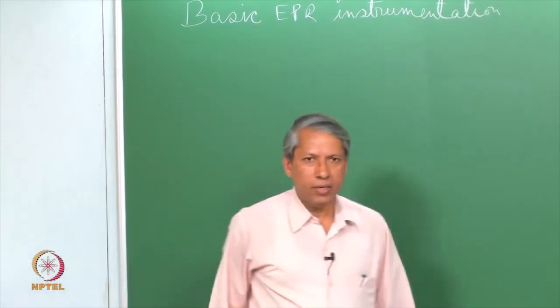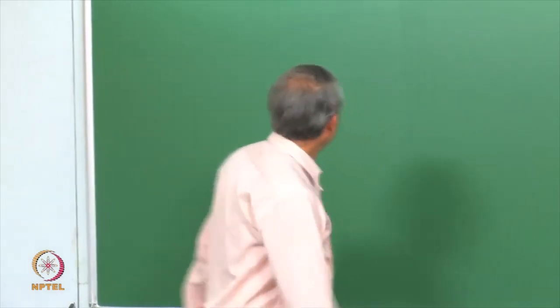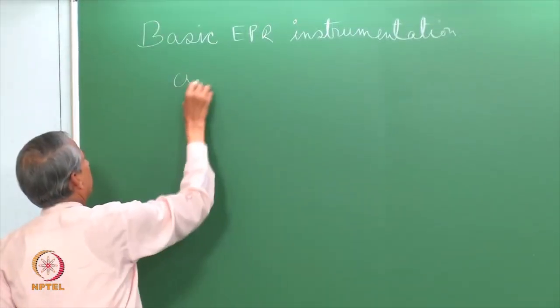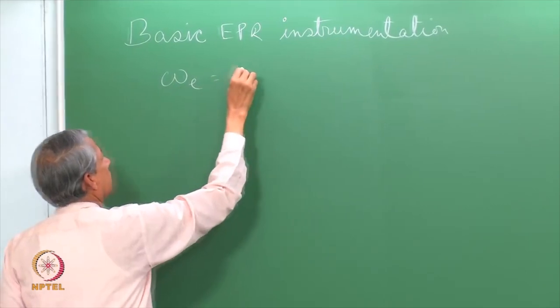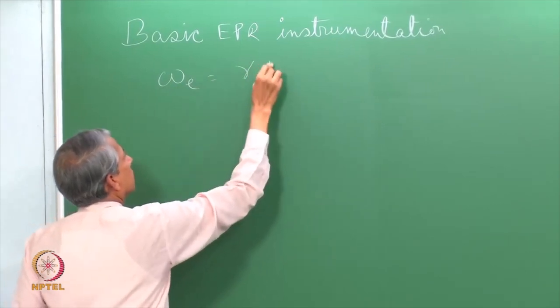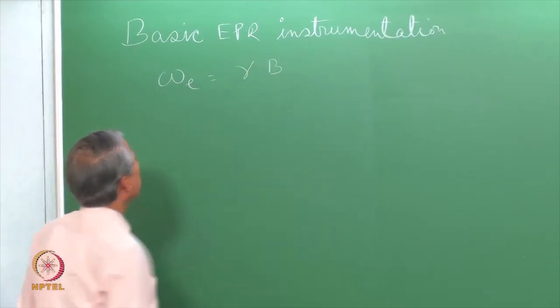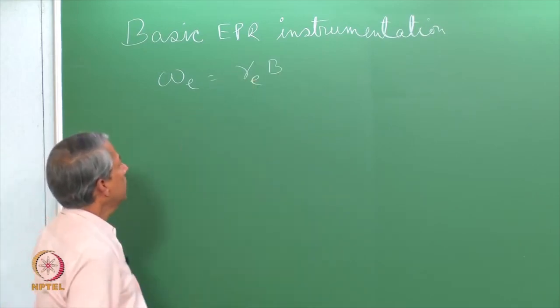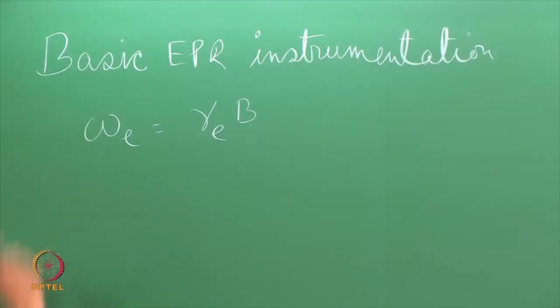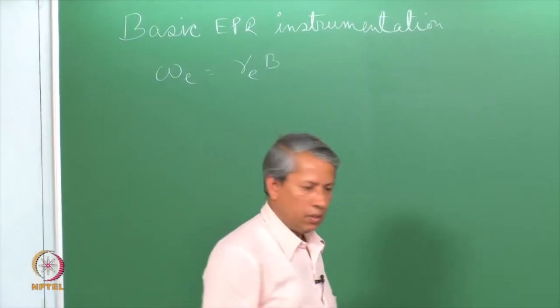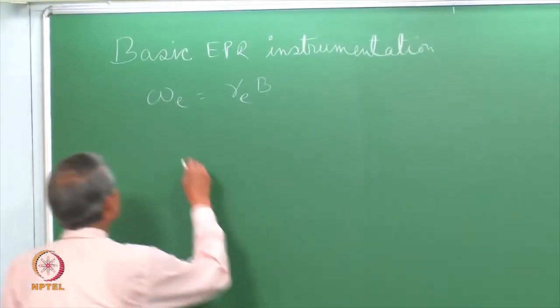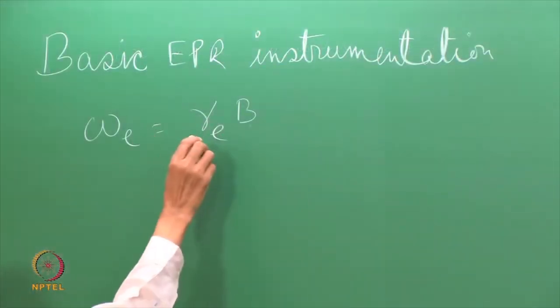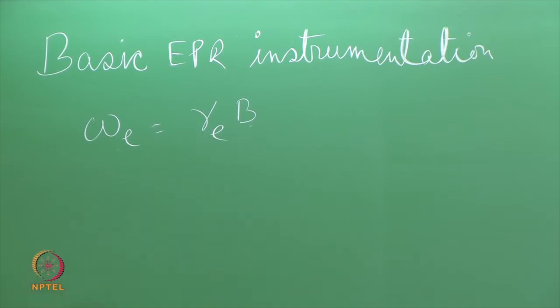We have seen in an earlier lecture that the Larmor frequency of an electron is given by this. This is the gyromagnetic ratio of the electron, this is the magnetic field, this is the frequency of precession. Now, this gamma E, the gyromagnetic ratio, gives the frequency in angular frequency units, that is radian per second.